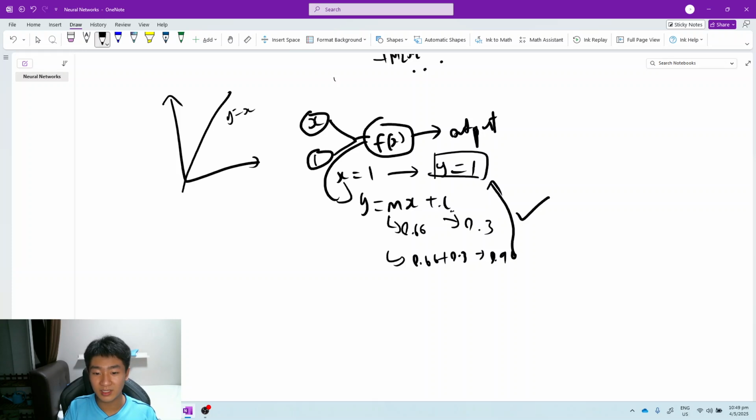This difference is known as the error term. The predicted value, which is y hat, minus the true value is your error term. So in this case, 0.04, and we know whether it's positive or negative 0.04.